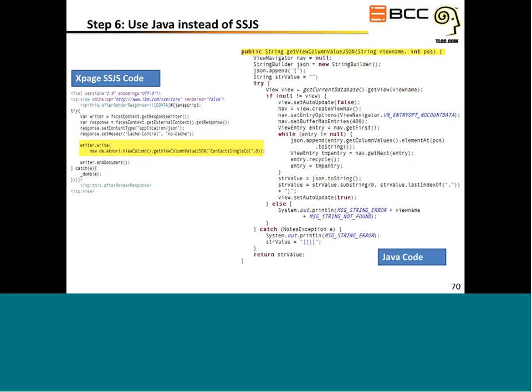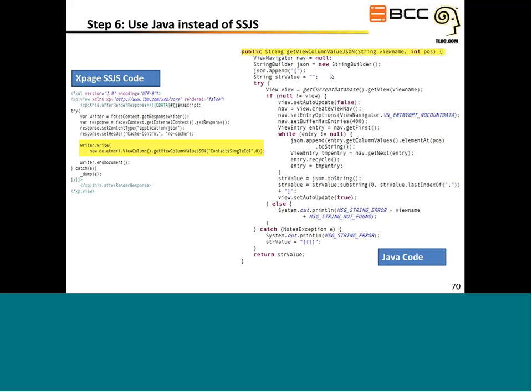So the idea was, why not use Java instead of server-side JavaScript? So I built a Java class in my application, and I have a getViewColumnValues JSON method in my class where I can pass a view name and the position, which is the column in the view I want to read, and all the reading is done in this code, and the method just returns this big JSON string we need to pass to our grid to display all the data.